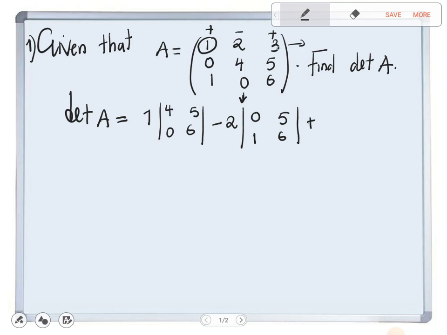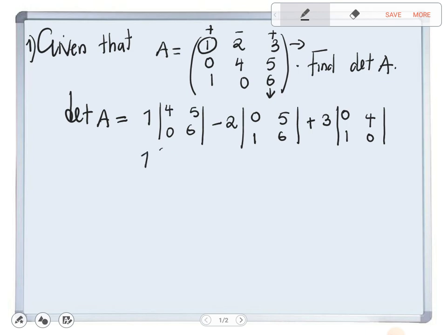We have plus, then 3. So now we are going to eliminate the third column and the first row, because that's where 3 is. If I eliminate this and that, I'll remain with this matrix here, 0, 1, 4, 0. Why am I putting these absolute lines? Well, that's the symbol for determinant. So I need to find the determinant of each 2 by 2 matrix.